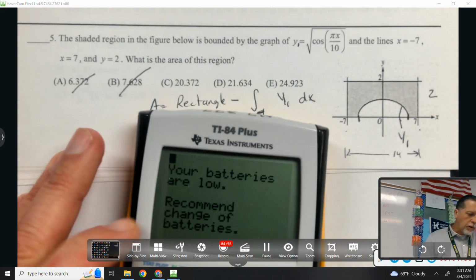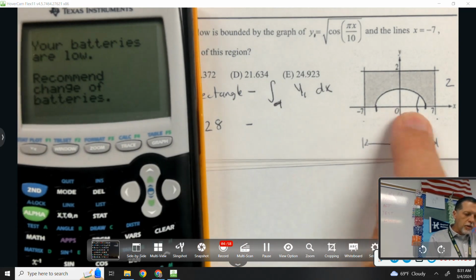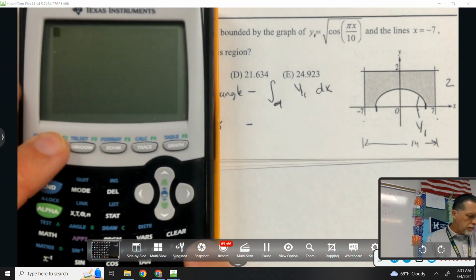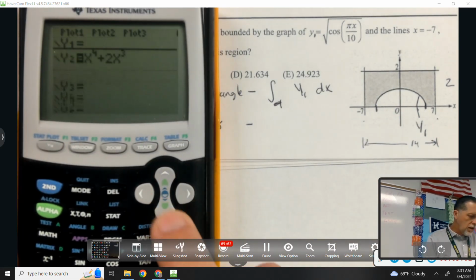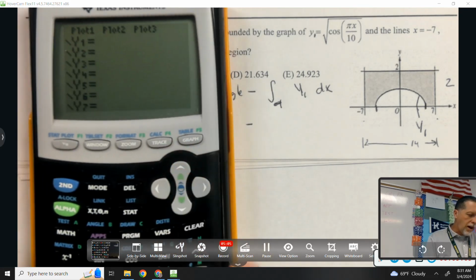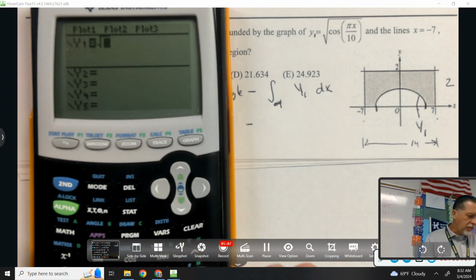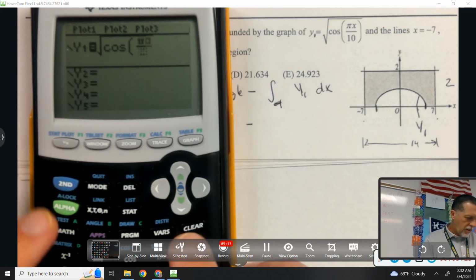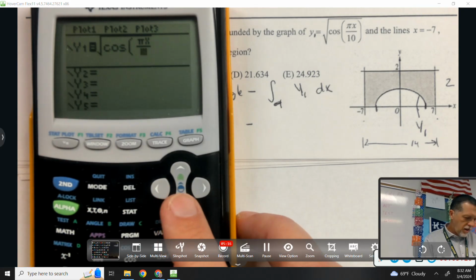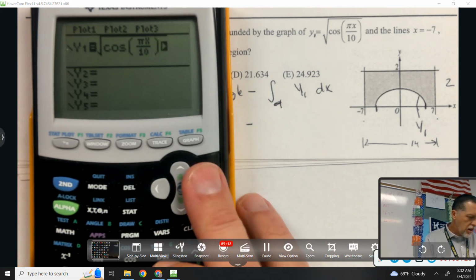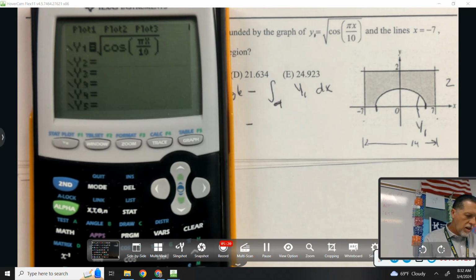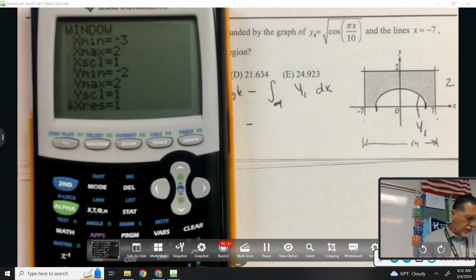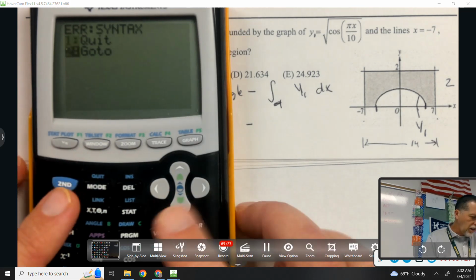Okay, let's figure out what my interval needs to be, because I don't know what those limits are. And this is why you have a little more time on the calculator section than the no calculator section to do stuff like this. Well, I guess I should graph it from -7 to 7. That would definitely let me see everything.